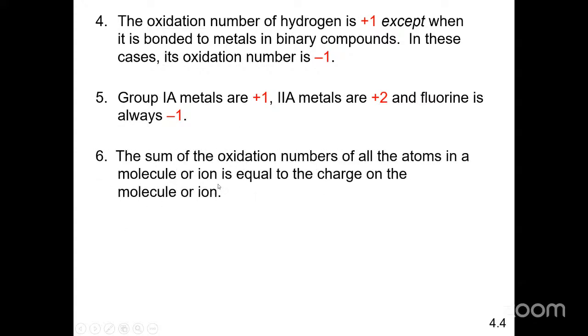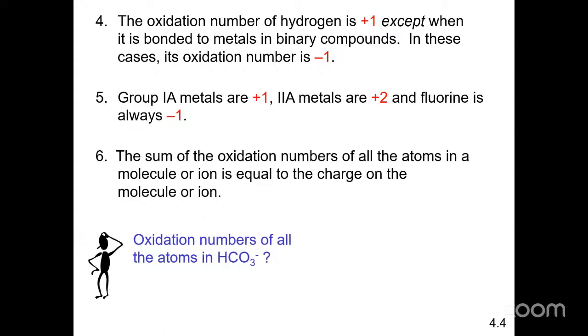And then here's a rule that is used to calculate the oxidation numbers of other elements that were not described earlier. The sum of the oxidation numbers of all atoms in a molecule or ion is equal to the charge on the molecule or ion. So for example, let's say you're given this question. What are the oxidation numbers of all the atoms in the case of the bicarbonate ion, HCO3-? Well, we know from an earlier rule that the oxidation number of hydrogen is +1, and the oxidation number of oxygen is -2. So this begs the question, what is the oxidation number of carbon?